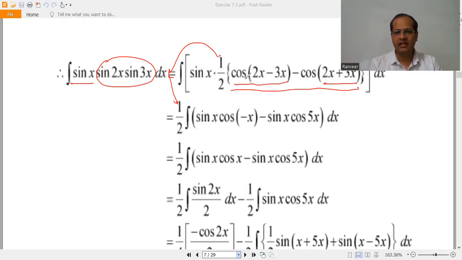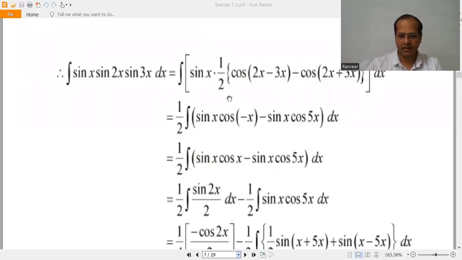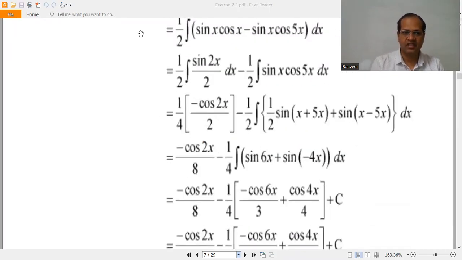Now sin x, cos of 2x minus 3x is nothing but cos of minus x, cos of 5x, and this multiplies with this term as well as this term. So this is nothing but sin x cos 5x. Now if we multiply 2 in the numerator and denominator in this case, then this will convert. Again, we have to multiply by 2 in the numerator and denominator, then this is the formula, this will convert. Now I hope it is crystal clear why we are multiplying and converting into the formula.